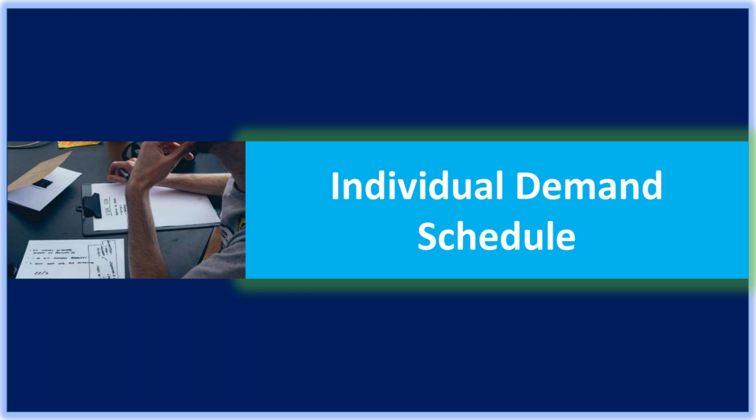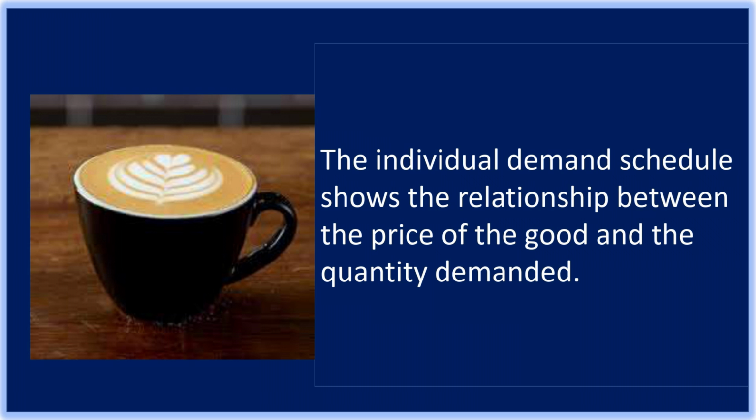Okay. Hi everyone, I am Ashley Marie Hige and I will be discussing the individual demand schedule, market demand curve, and individual demand curve. Let's start off with individual demand schedule. The individual demand schedule shows the relationship between the price of the good and the quantity demanded. It is a list of various quantities of a commodity which an individual consumer purchases at different alternative prices in the market at a given time.